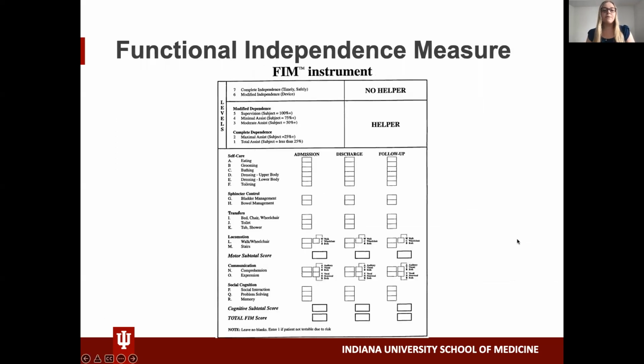So this is the Functional Independence Measure, or FIM instrument, and this is what we took advantage of in our study. As you can see, there are 18 items in the categories of self-care, sphincter control, transfers, locomotion, communication, and social cognition, with the top being motor categories and the bottom being cognitive categories. Each item is given a score of 1 to 7, with 1 being total assistance required and 7 representing complete independence. Patients receive a FIM score upon admission and also at the time of discharge, and then we can use this to calculate the FIM change.